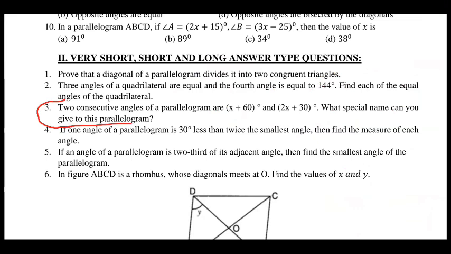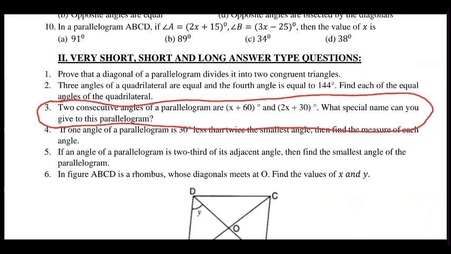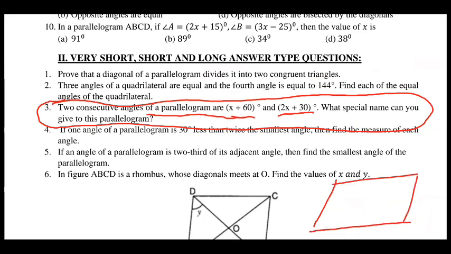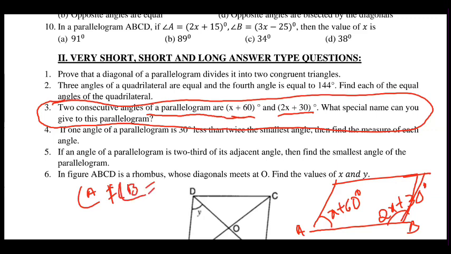These problems are very easy. You just have to be well prepared. Come on. Two consecutive angles of the parallelogram are x plus 60 and 2x plus 30. How will you find it? Consecutive ka matlab kya hota hai? Side by side ko bolte hai, correct? They have said this is x plus 60 and this is 2x plus 30, so how will you find it? In a parallelogram, the sum of two consecutive interior angles is equal to what? 180. Excellent.